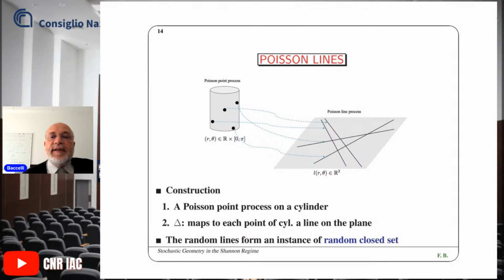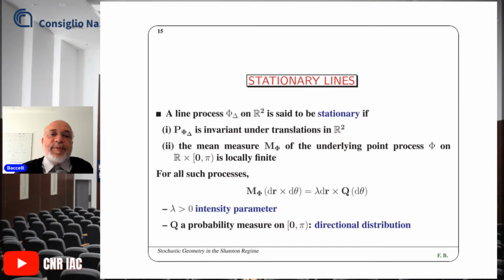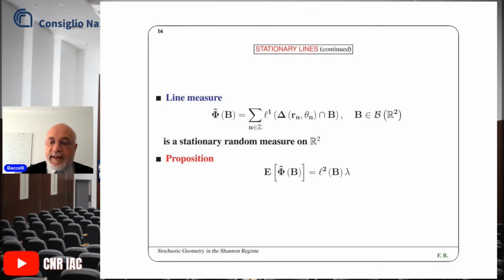a union of closed sets. A line is a closed set of R^d. And under appropriate conditions, if the Poisson point process you define on the cylinder has certain properties, the properties given here, you would have that the intensity measure, the former lambda of this point process on the cylinder, is of the form lambda times Lebesgue on R times any distribution Q on theta in 0 to pi. Then any such process leads to a set of lines which is translation invariant. This is called a Poisson line process.